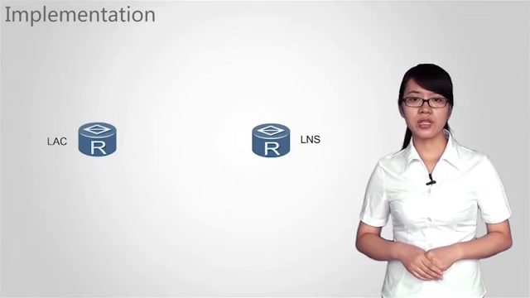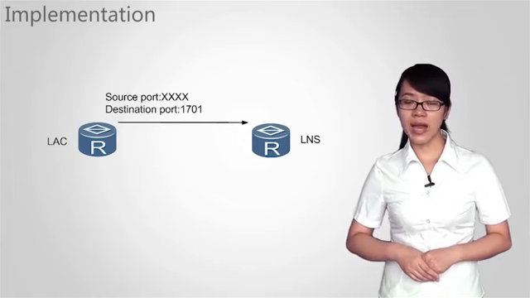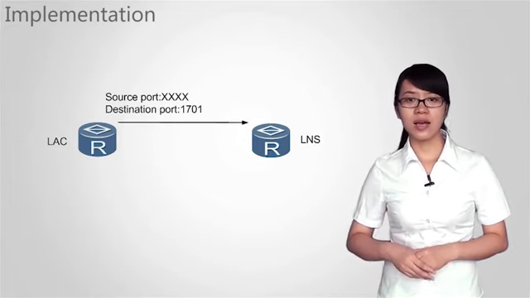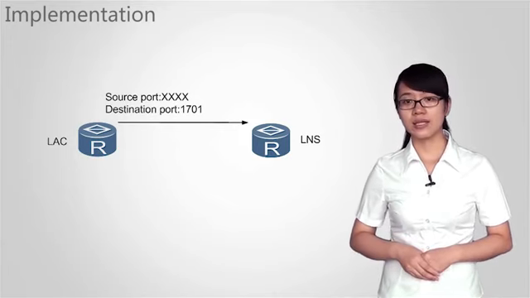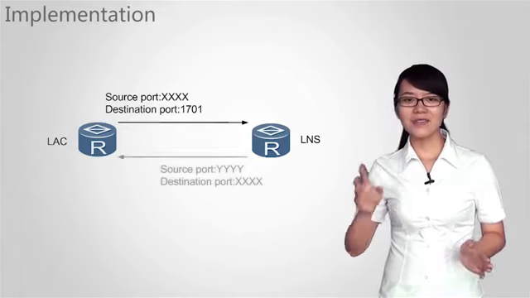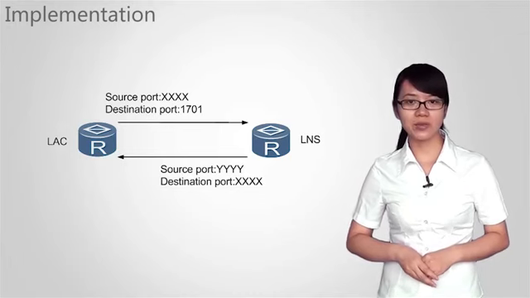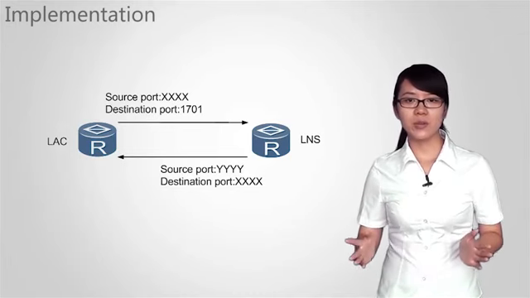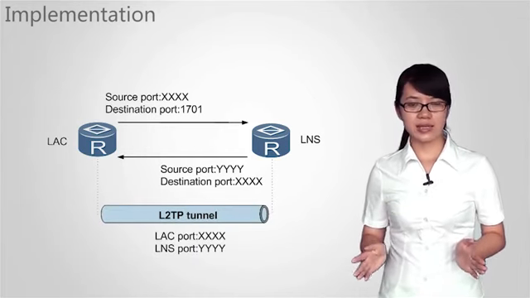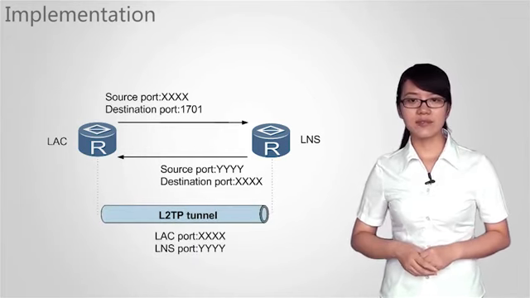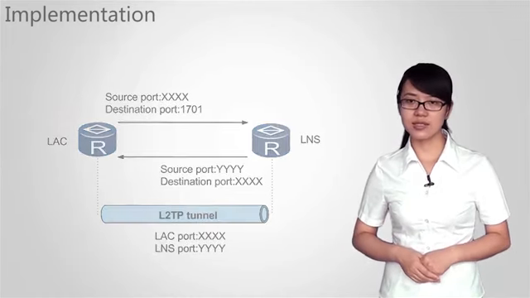L2TP uses UDP 1701. The LAC sends a UDP packet to port 1701 on the LNS through port 1701 on the LAC or an idle port. After the LNS receives the packet, it selects port 1701 or an idle port and sends a port number to the LAC. At this time, both the LAC and LNS learn the port numbers of each other. The port numbers do not change until the tunnel expires.